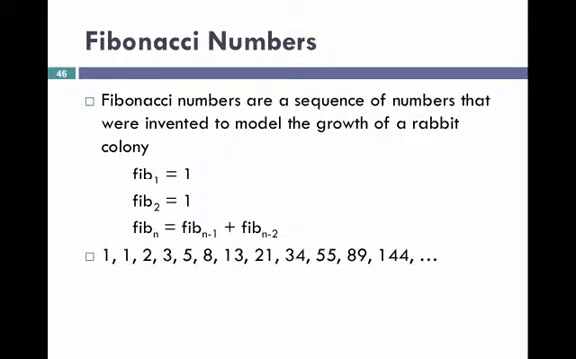So here are some Fibonacci numbers. They're a sequence of numbers that were invented to model the growth of a rabbit colony. So the Fibonacci of 1 is equal to 1, the Fibonacci of 2 is equal to 1, and then here's a recursive definition. The Fibonacci of n is equal to the Fibonacci of n minus 1 plus the Fibonacci of n minus 2. And here's a series of our Fibonacci numbers. Fibonacci of 1 and 2, and then the Fibonacci of 3 is 2, Fibonacci of 4 is 3, and so forth.